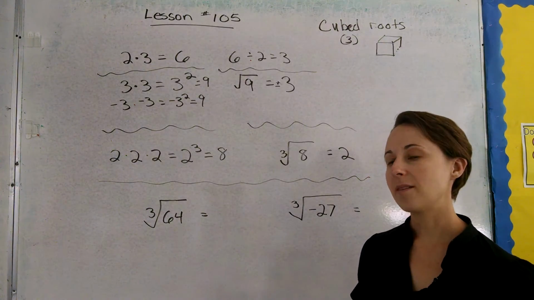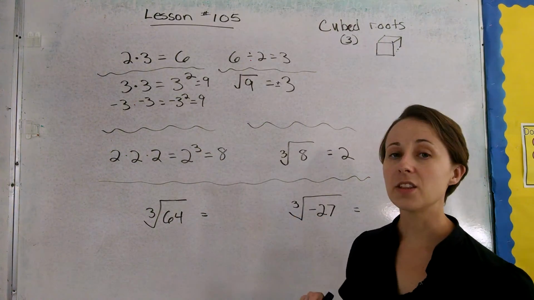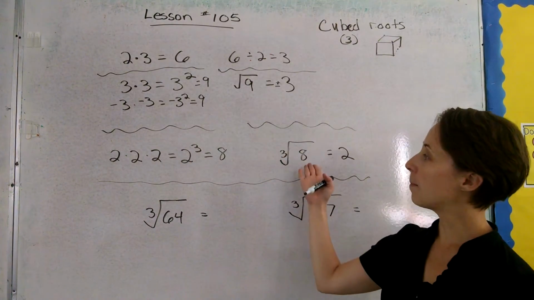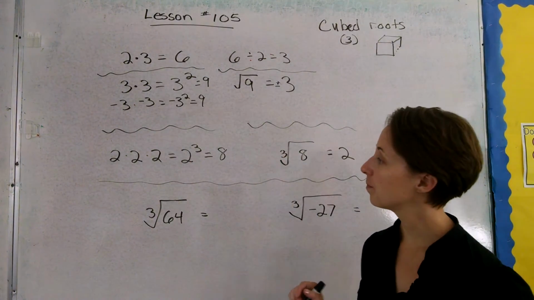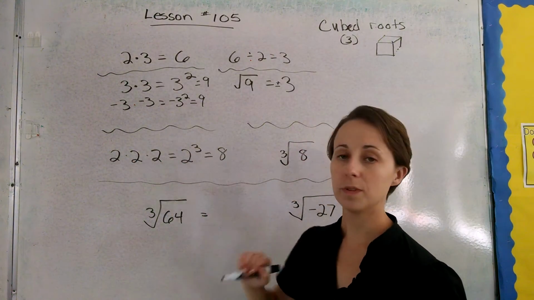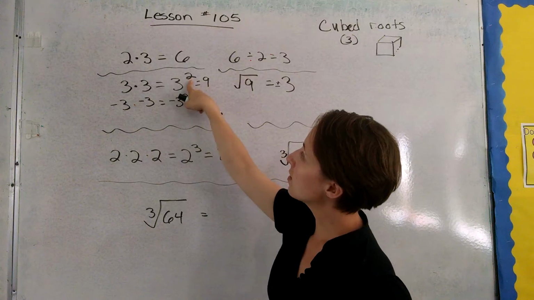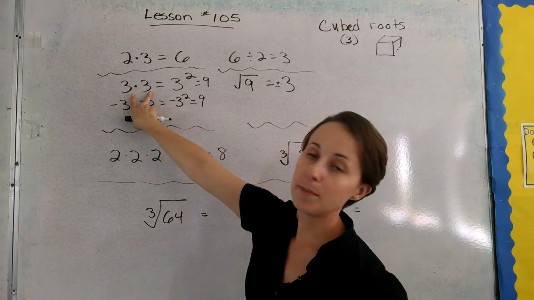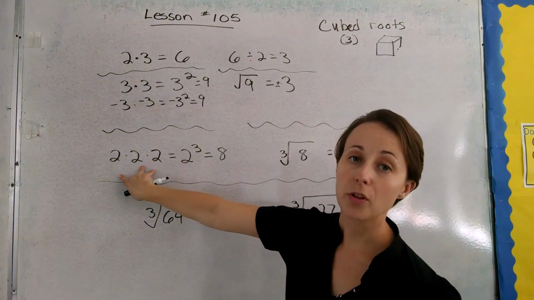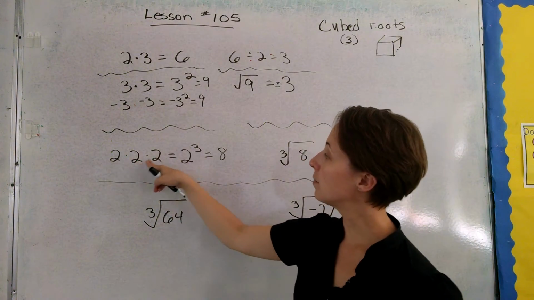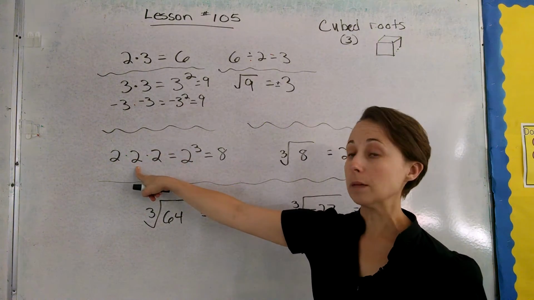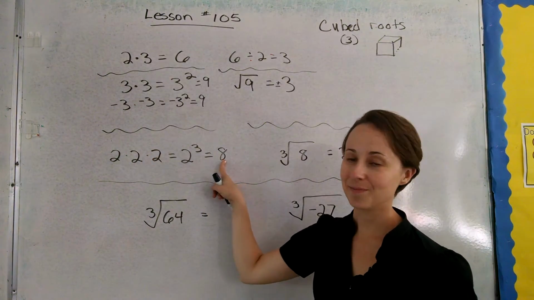Cubed roots are much the same way. If I find something to the 3rd power, or something cubed, the way to work backwards is to take the cubed root. 2 times 2 times 2 is 2 cubed. Whenever I square something, I'm multiplying the same number 2 times. Whenever I cube something, I'm multiplying the same number 3 times. In this case, 2 times 2 times 2 is 2 cubed. Well, 2 times 2 is 4, times 2 more is 8.